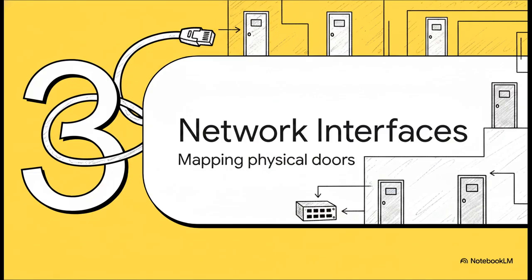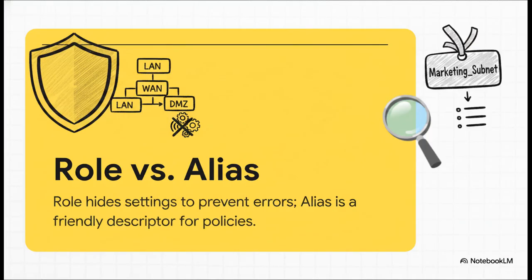Basically, it's time to map out the physical doors of our corporate building. A critical concept to grasp here is the difference between an interface role and an interface alias. They sound kind of similar, but they do completely different things. A role, like LAN, WAN, or DMZ, actually changes the GUI itself. It actively hides specific settings to prevent accidental misconfigurations. Like, if you set a role to WAN, it automatically hides the administrative ping option. Why? So your external interface doesn't accidentally become the victim of a denial of service attack.